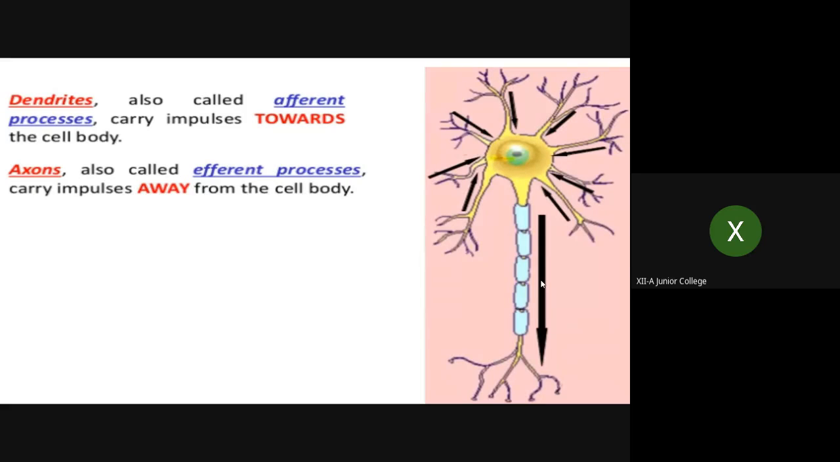Afferent means towards. Remember, afferent is towards the cell body, cyton. And efferent differs only by A and E. A, that is towards. E, efferent, that is away. So the extension which is going away from the cell body, carrying the impulse from the cell body away, is called axon. Okay, so remember this direction.